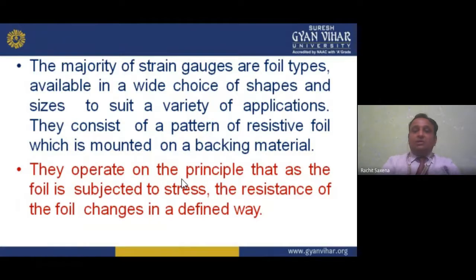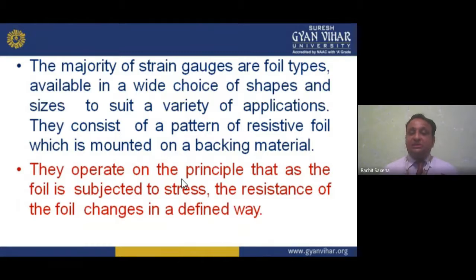Now, available are foil types, a very small, very thin structure, depending on the variety of applications. If we want 1 millimeter, it is available. If we want 1 centimeter, it is available in the market. 1 meter, again a big size, is available. So depending on the size and the variety of applications, that is the availability of strain gauges we have, and now the principle on which it works.